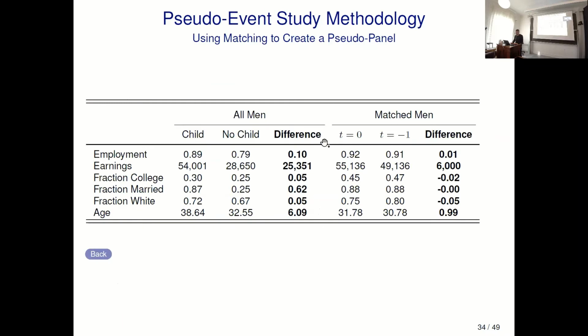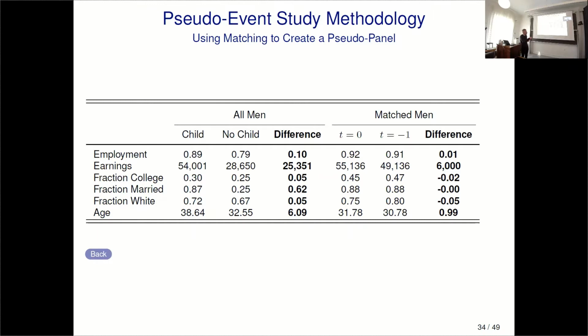The left part of this table just replicates what you saw before, the observed differences between men with and without children. I focus here on men because men are the ones that reveal selection, and we have these differences that we talked about before. Then we have the matched men, and here specifically I'm comparing matched men at event time 0, that is the year of birth of the first child, and event time -1, the year before childbirth. You can see that now they're closely matched on employment rates, fraction with a college degree, fraction married, and so on. But they're not perfectly matched because remember I've created a panel. So for example, earnings are still different. It's much less different here than it was over here, but it's not exactly matched. And it's not supposed to be because I've created a panel.